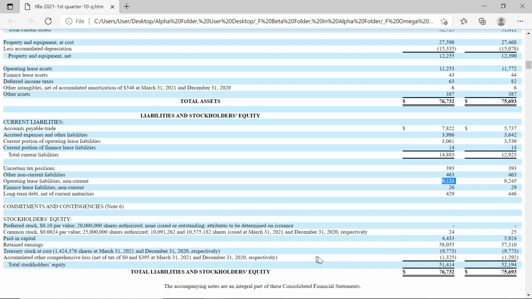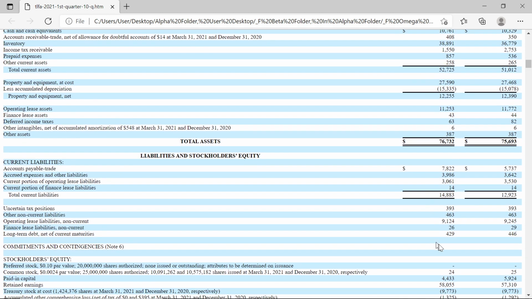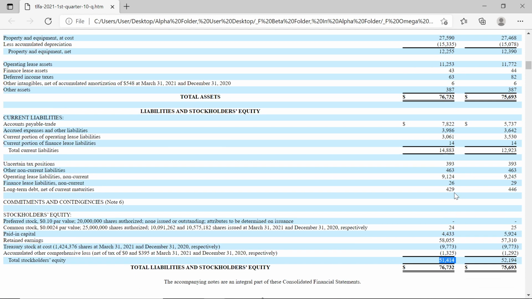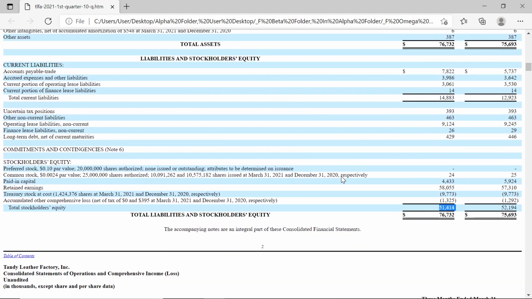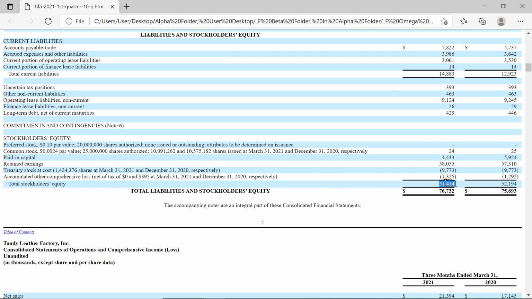Stockholders' equity is 51 million. So that's assets minus liabilities equals stockholders' equity. That's referred to as the accounting equation, and it's how this whole statement is built. Assets, get the assets in a number, get the liabilities in a number, compare them, and get the total stockholders' equity. So this company has a 51 million stockholders' equity.